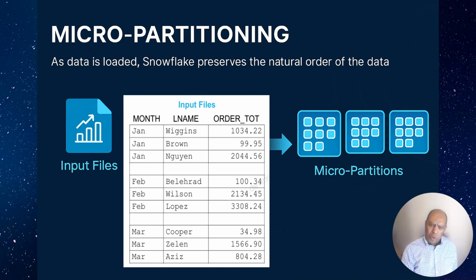Example of natural order. In this example, we are loading monthly sales data. The row for January comes in first, followed by February, and then March.